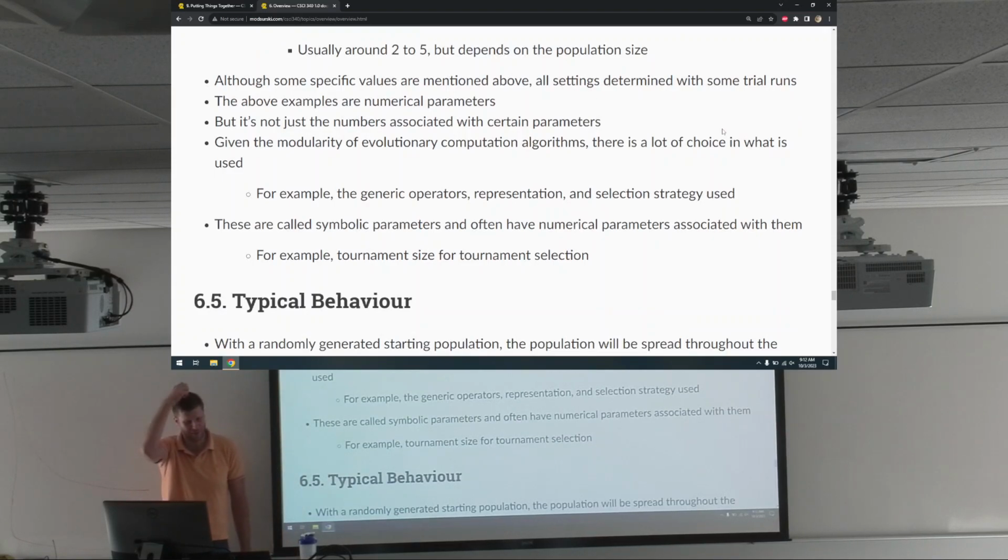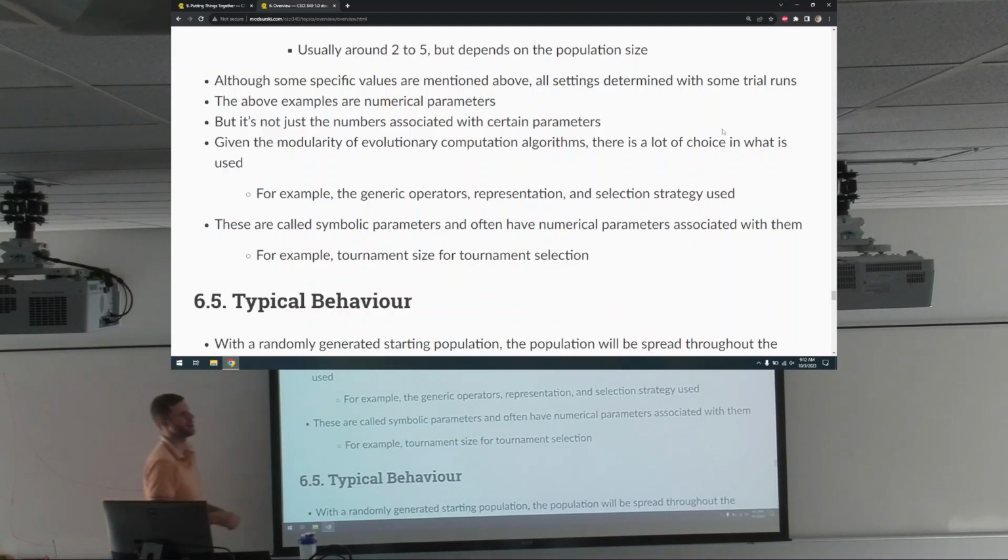So although some specific values are mentioned above, all these settings, you really need to determine by doing some trial runs. You've got to start somewhere, you hit run. How good was it? You tweak them a little bit, hit run again. Was it better? Good. Was it worse? Okay, well now I know, go back to what they were. You really can't just pick them and go.